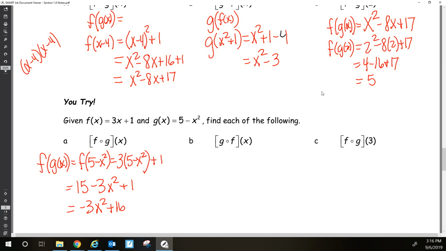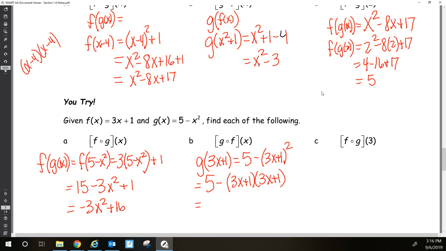For g of f of x, that would be g of f of x is 3x plus 1. So that's 5 minus 3x plus 1 squared. You're going to have to do a little bit more work on this one, huh? 5 minus 3x plus 1 times 3x plus 1. I'm going to write out all the steps for you here.